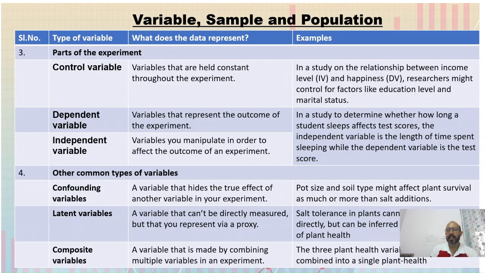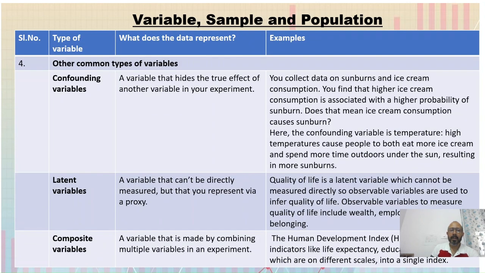In a study to determine whether how long a student sleeps affects test score, the independent variable is the length of time spent sleeping, while the dependent variable is the test score. Actually, test score depends on time spent sleeping. Next, other common types of variables like confounding variables, latent variables and composite variables.